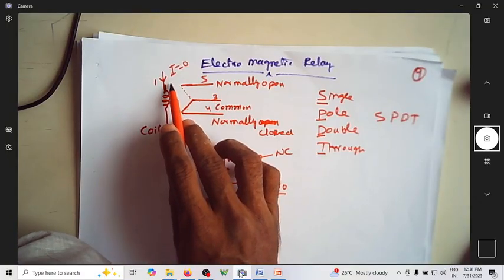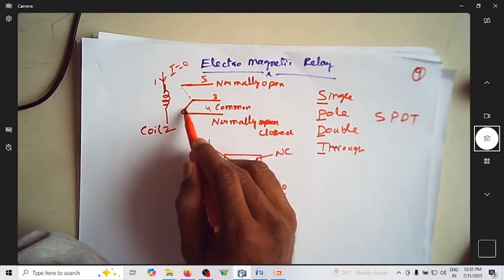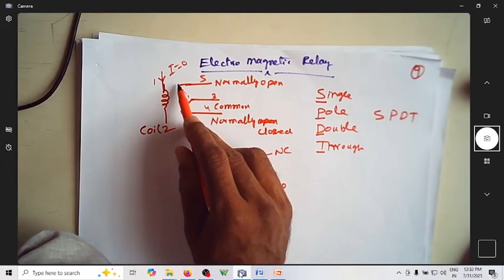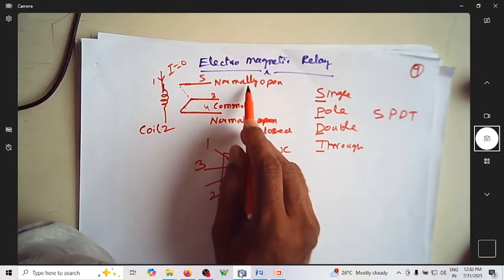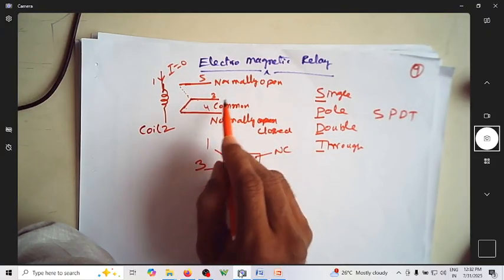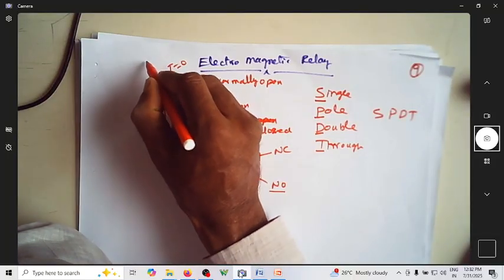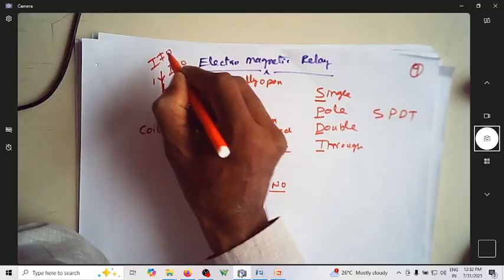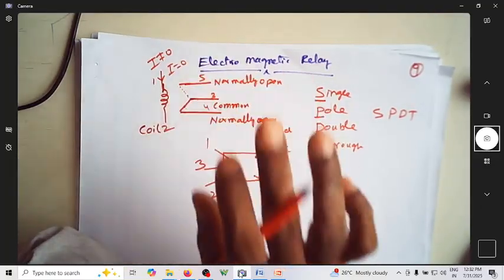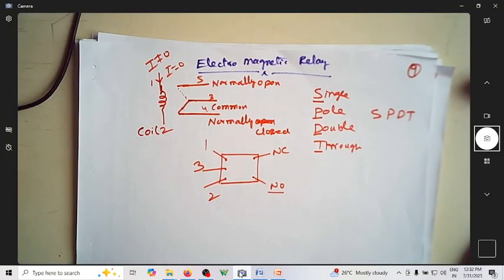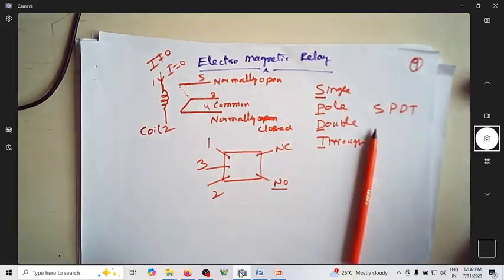When sufficient current flows through the coil, then naturally this common terminal will be shifted to this terminal, which will be now shorted. So normally open will get connected to common when sufficient current flows. So I should be non-zero, and it should be sufficient enough so that this can be pulled to this normally open condition. So that's what is a SPDT relay.